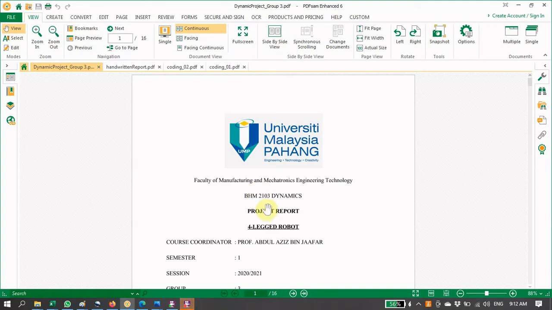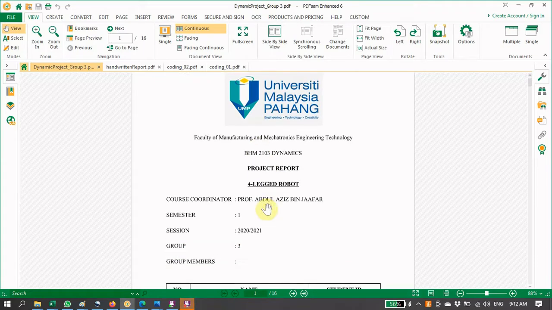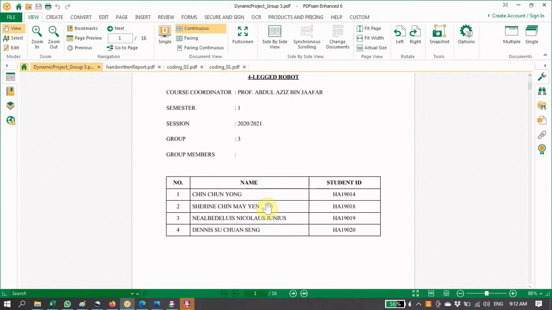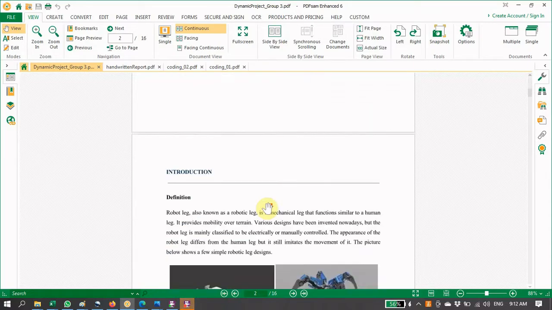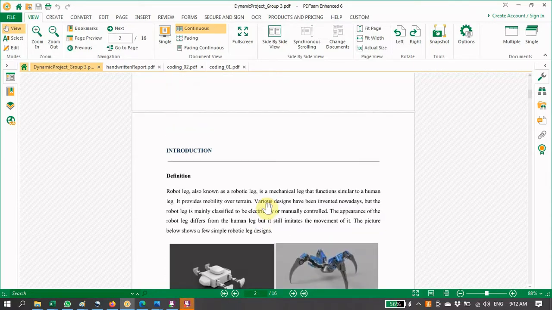Right. So we have this group number three. The project is called Lego Robot, right? They have four members here. The report is a group report.